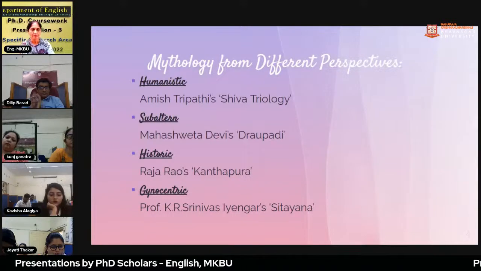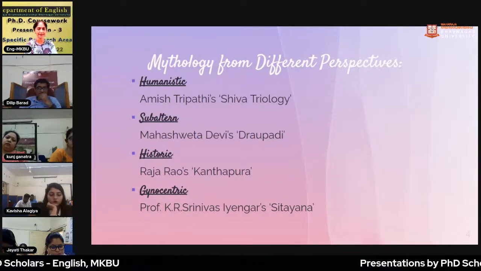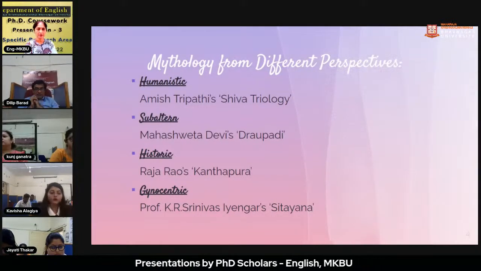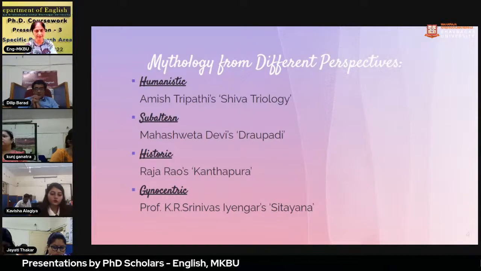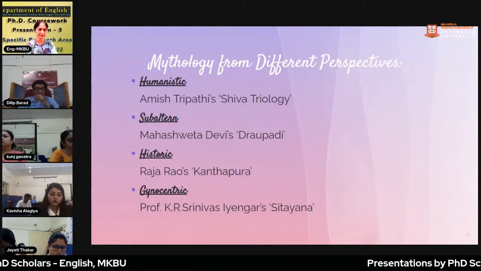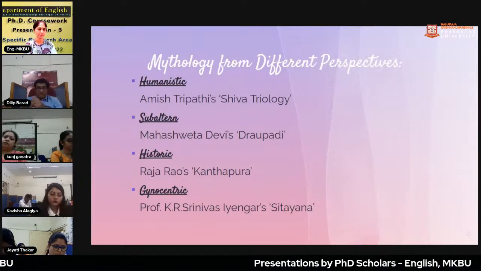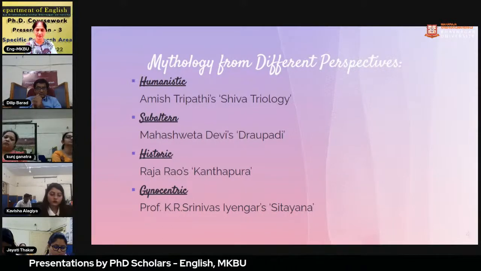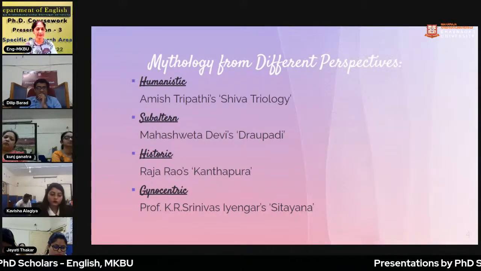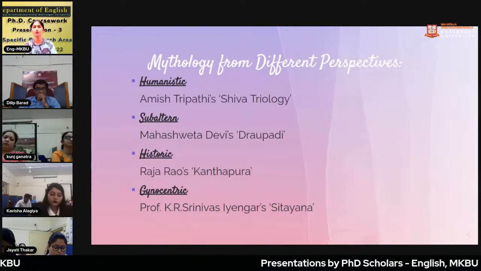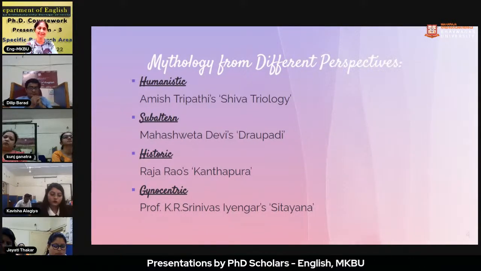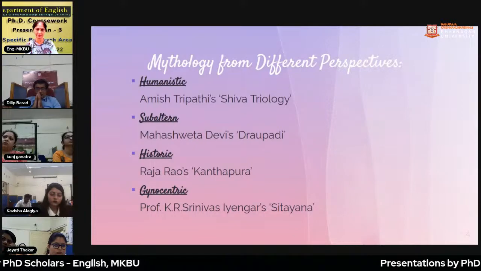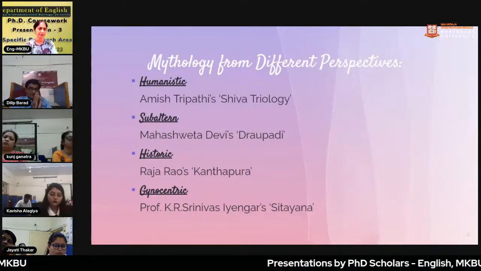So how are the writers adapting mythical themes from different perspectives? Here are some examples; there may be others, but I have just taken a few of them. The humanistic approach, for example, Amish Tripathi's Shiva trilogy, where he represents Shiva as a human who, by his exemplary deeds, turns into God. So there he treats the theme with a humanistic perspective. Another is Subaltern.